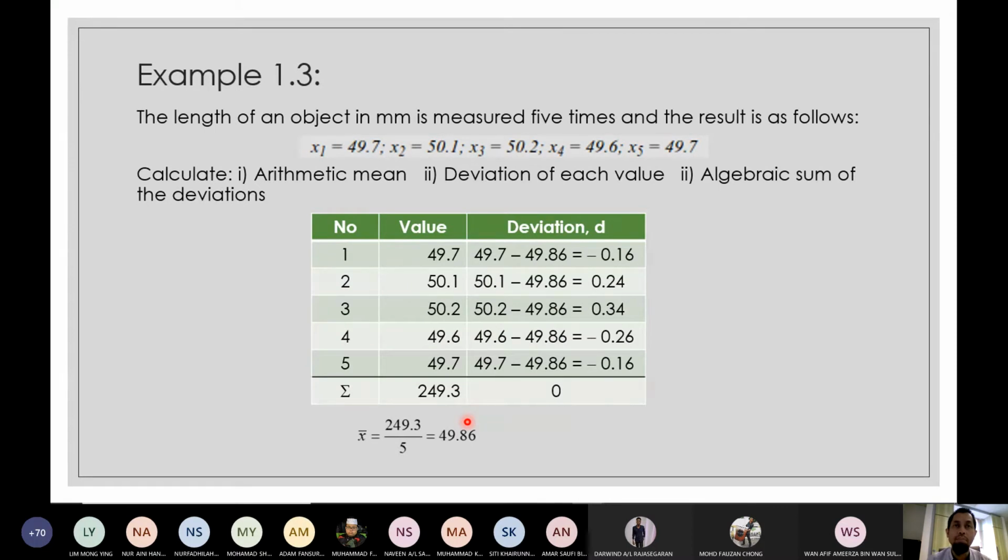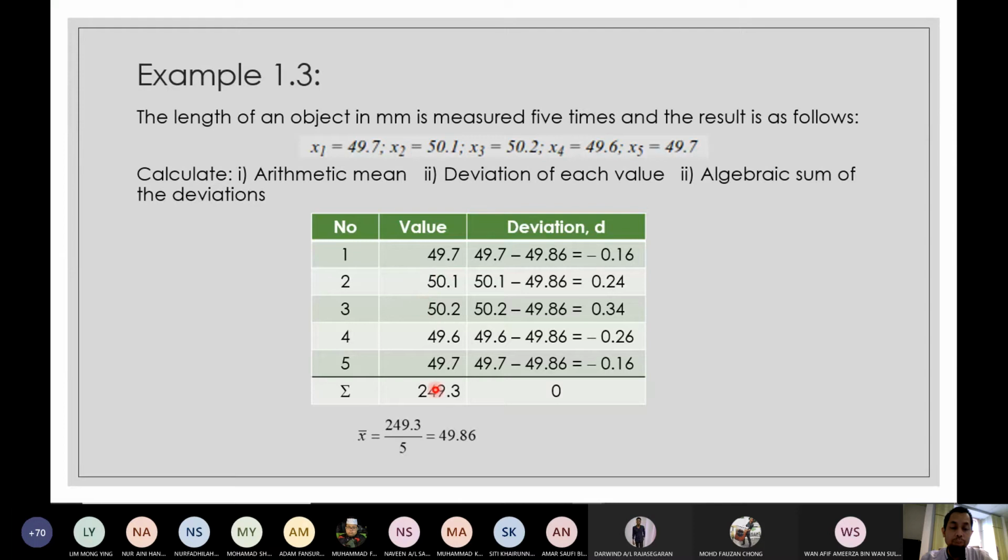So we have an object measured in millimeters. It's measured 5 times. And you get the following values here. So you want to determine the arithmetic mean, deviation of each value, and the algebraic sum of the deviation. So the simplest way for us to do this and to make sure we don't make mistakes is by doing a table. Okay, so we record the readings in a table. So we have these 5 readings and this is the corresponding value for each reading.